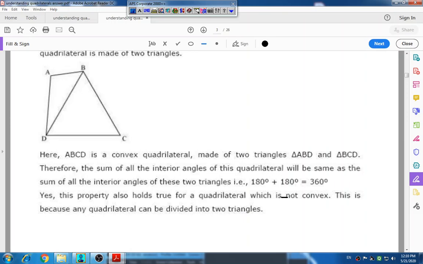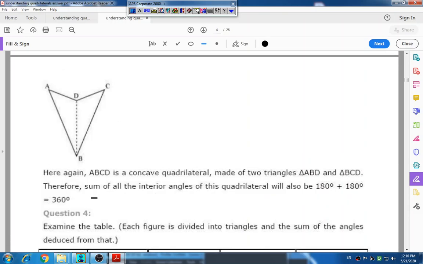Now look at here, this one is an example. Here is again ABCD, which is a concave quadrilateral made up of two triangles. Therefore, the sum of all interior angles of this quadrilateral is also 180 degree plus 180 degree is equal to 360 degree. As like that, we have already studied all quadrilaterals having measurements 360 degree.